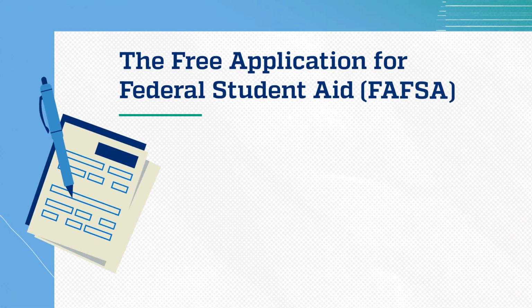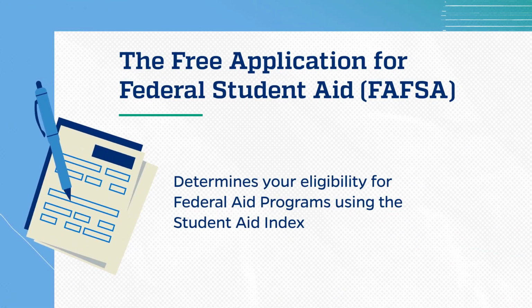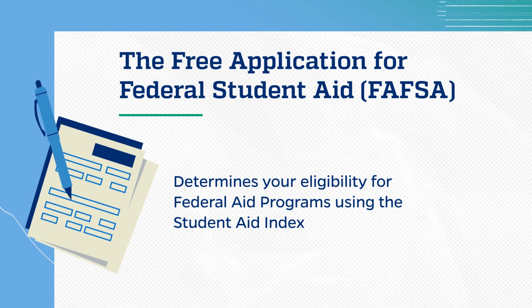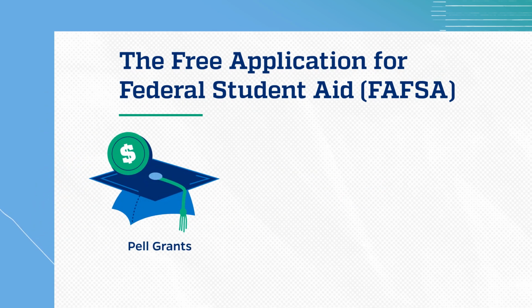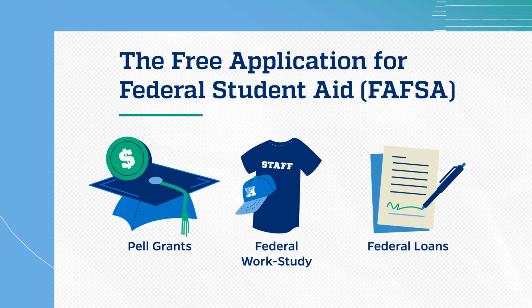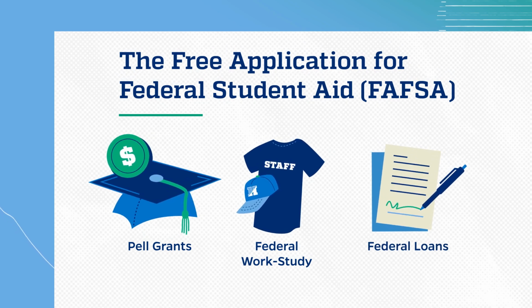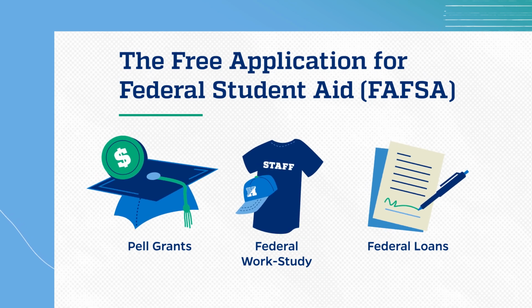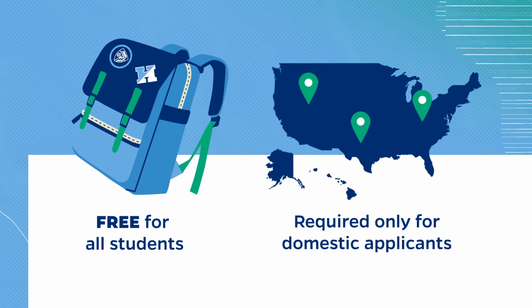Using a measure called the Student Aid Index, FAFSA determines your eligibility for all federal aid programs. This includes Pell Grants, federal work-study opportunities, and federal loans. The Student Aid Index considers a range of factors to determine your ability to pay for college and how much aid you're eligible to receive. The FAFSA is completely free for all students and required only for domestic applicants.